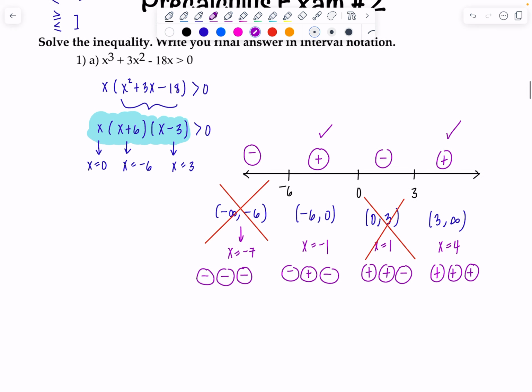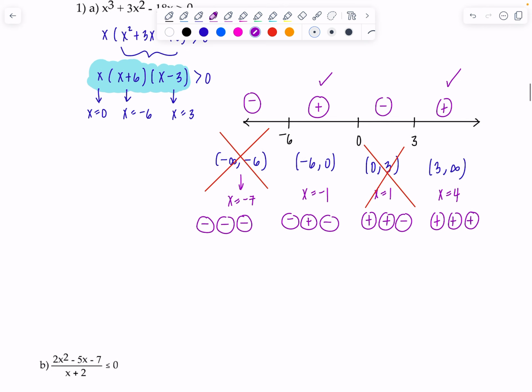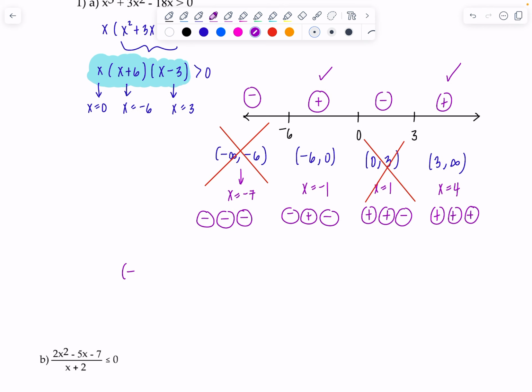So when you write your final answer, the direction said to give it in interval notation, and we're just going to join them together, meaning you go from -6 to 0, because if you'll recall, this interval worked. Yes. And then put union, or you could write the word or, up to you, 3 to infinity. And that's it.